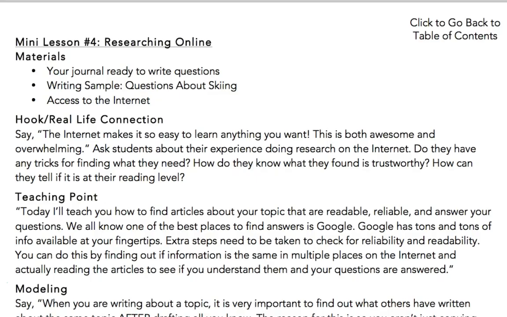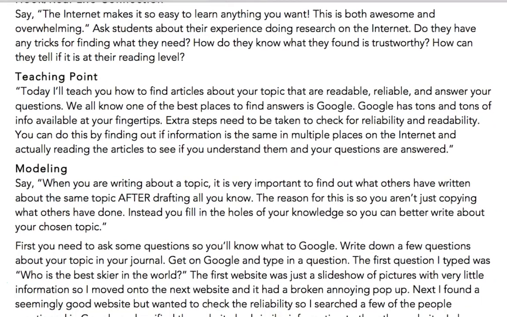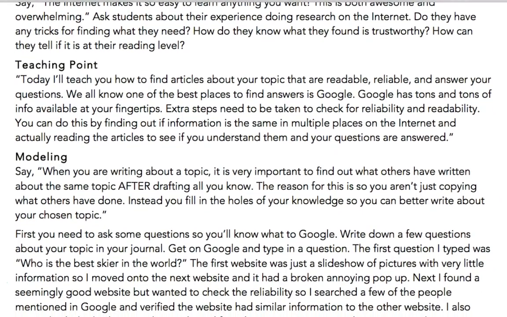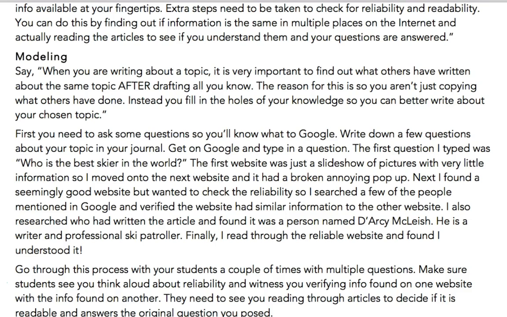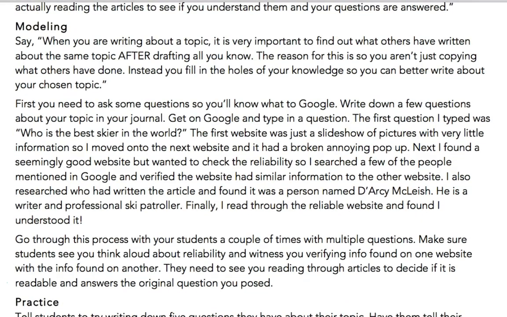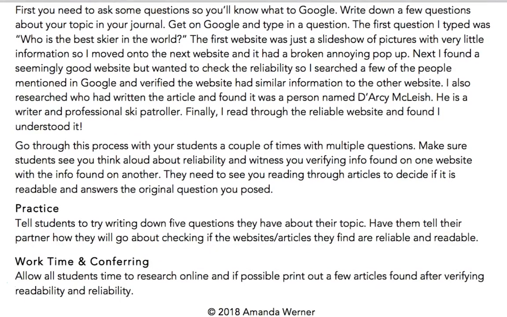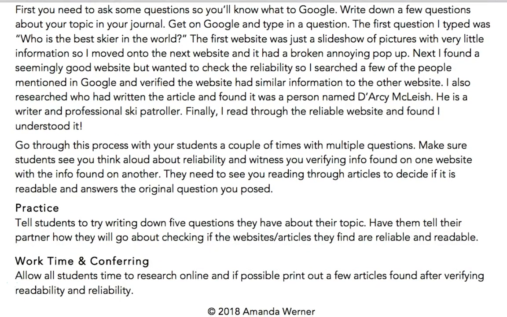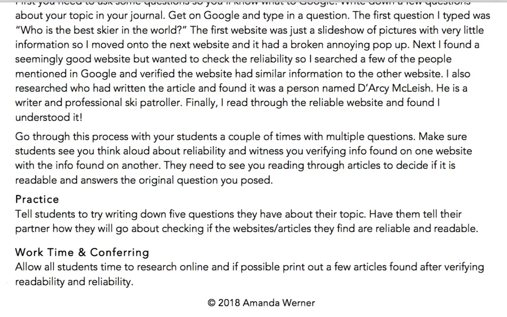Each mini lesson comes with the same format. There will always be materials listed, a hook or real-life connection, a teaching point, what students will learn from your mini lesson, and I have direct quotes that you can use during your lesson as well. There's also a modeling section where you model the skill for students, and then an opportunity for students to practice with partners and what to do during that work time and conferring time.